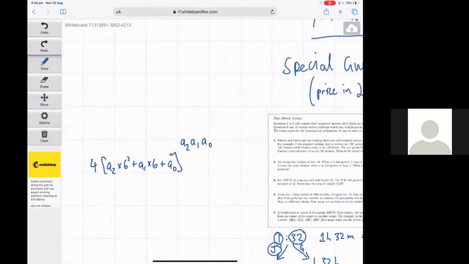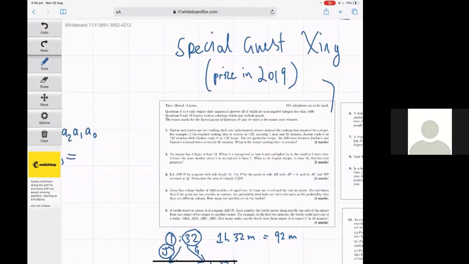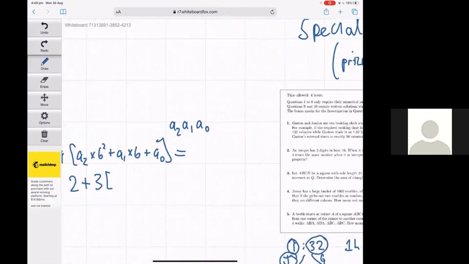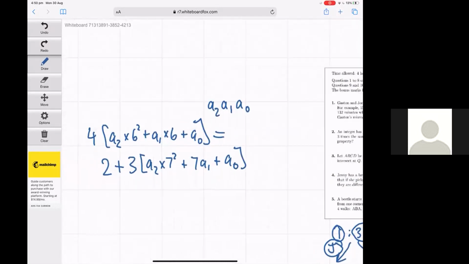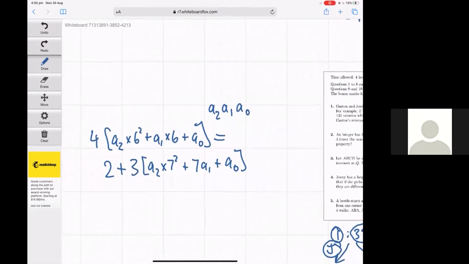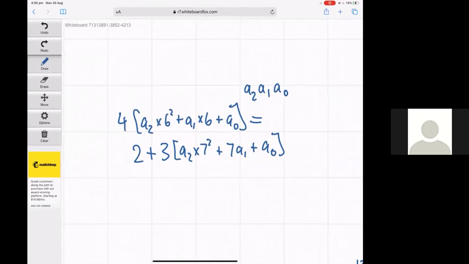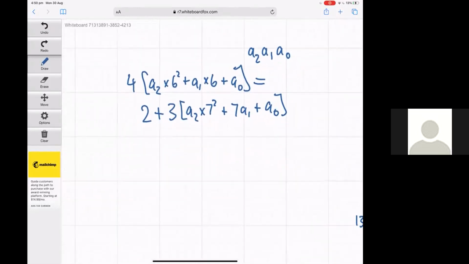Multiplied by 4. So 4 of this is the same thing as 2 more than 3 times the same number when interpreted in base 7. So that would be A2 times 7 squared plus 7A1 plus A0. Okay, and the question is, what's the largest possible integer with this property?